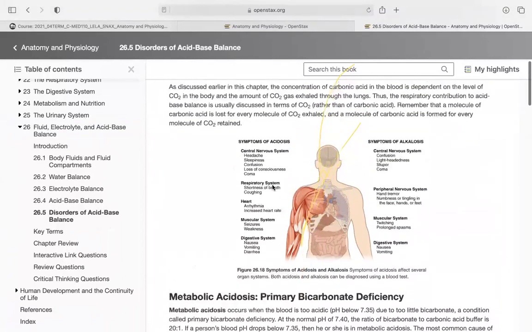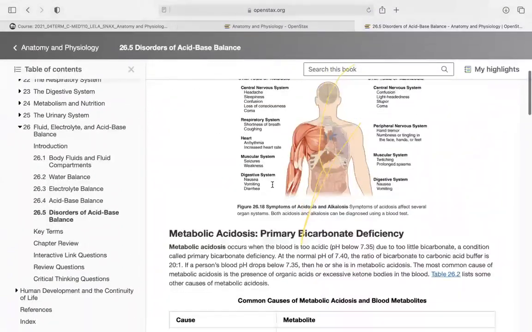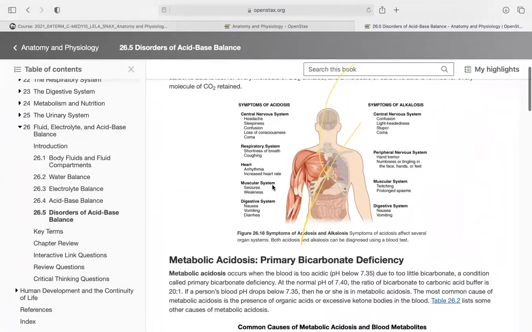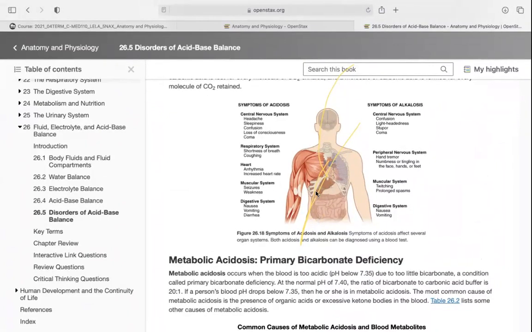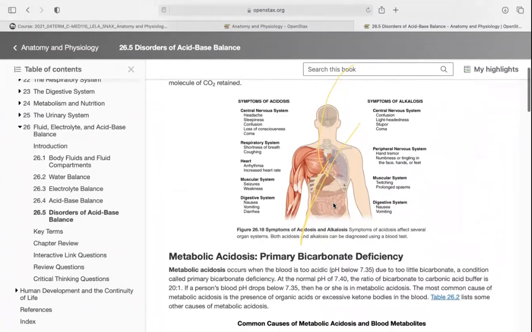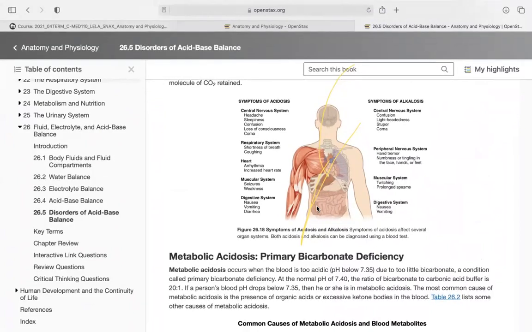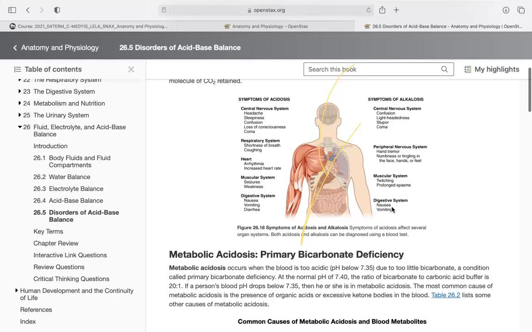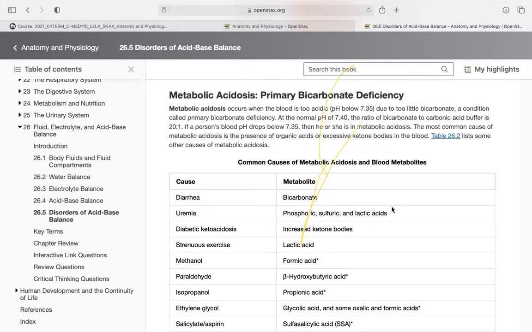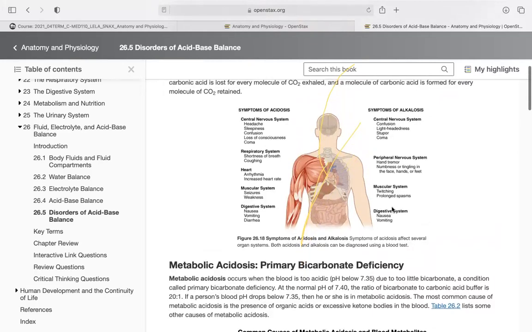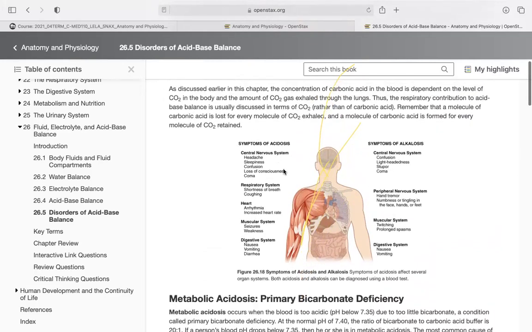So you could see here, there is a respiratory system, your lungs, and what's not showing here is your kidneys. The respiratory system will deal with your acid-base balance, and there's also the chemical way to deal with your acid-base, and that's through your kidneys.